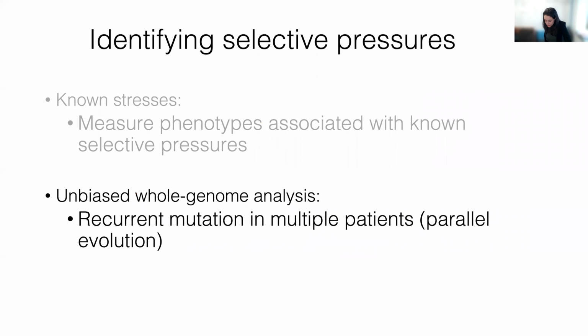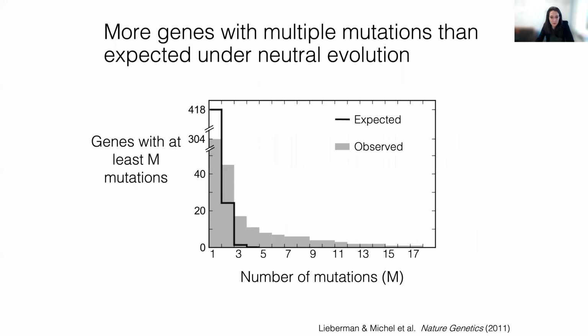But of course, we're very biased there, and there may be adaptive forces that we're not expecting, right, that we'd like to learn without any preconceived notions. And so we reasoned that we could use this pattern of multiple mutations to identify genes that are under selection in a systematic way.